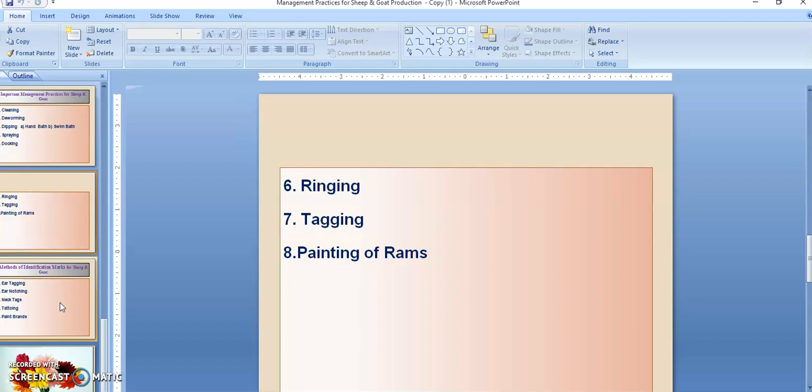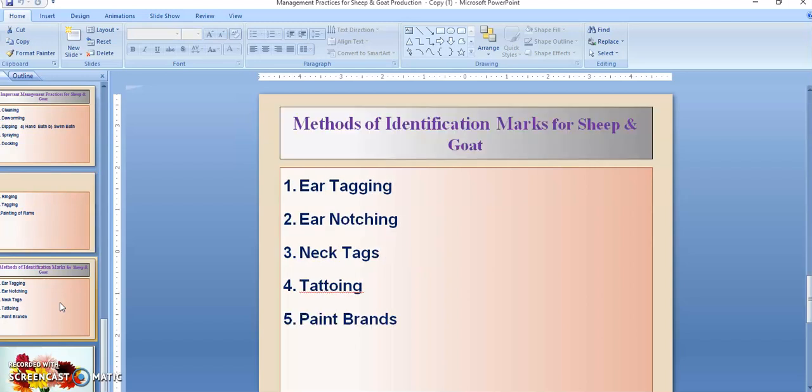These are some important management practices which are followed on sheep and goat. Now, one of the most important things is the method of identification for sheep and goat. If your farm is very small, there is no need of identification marks. But if your farm is big, or a large number of animals are there, at that time there is a need to use identification marks. These identification marks are important for giving management practices on that animal.